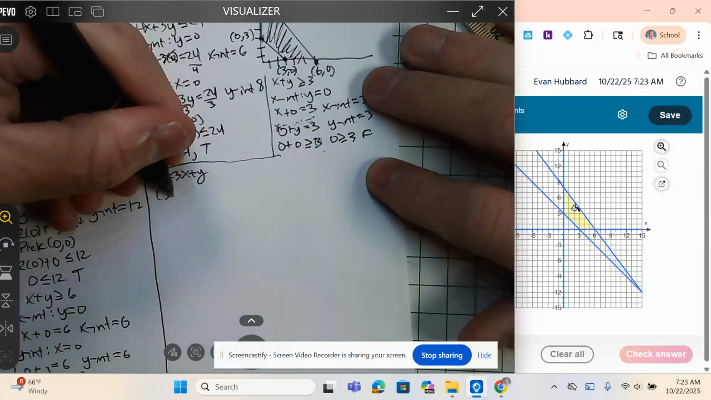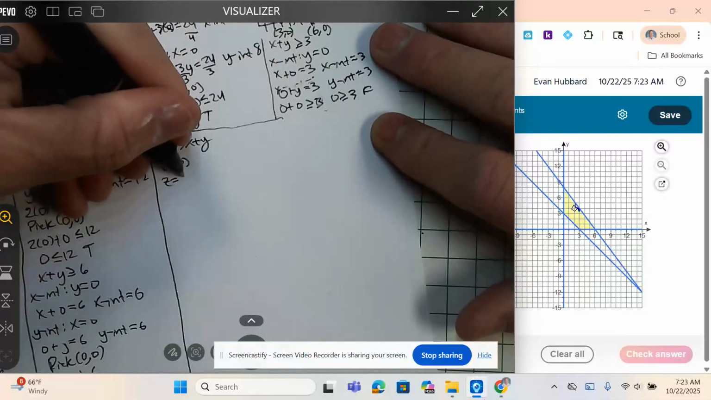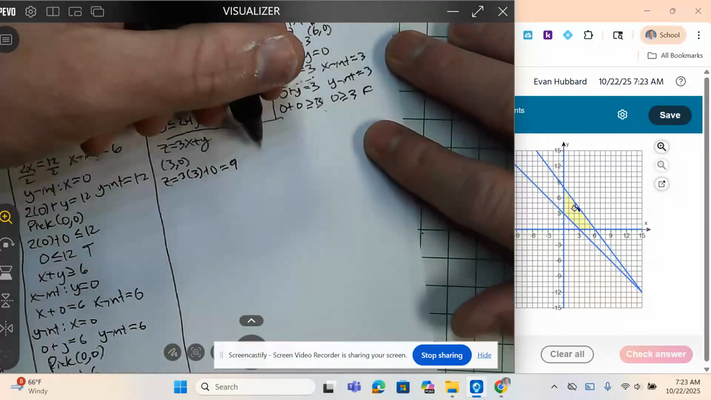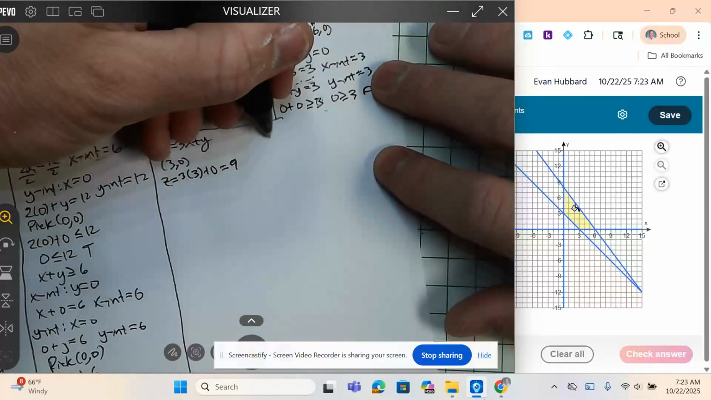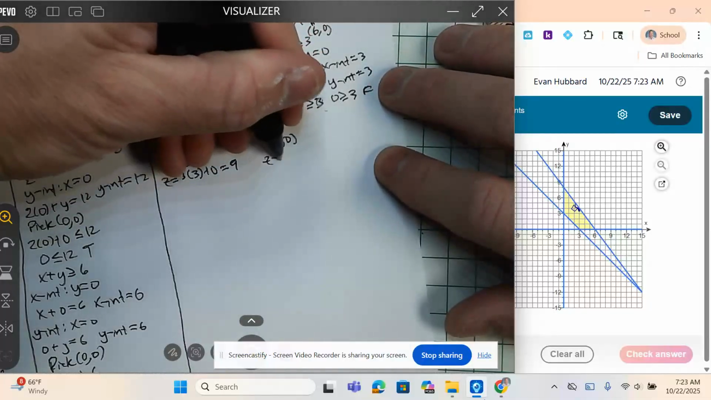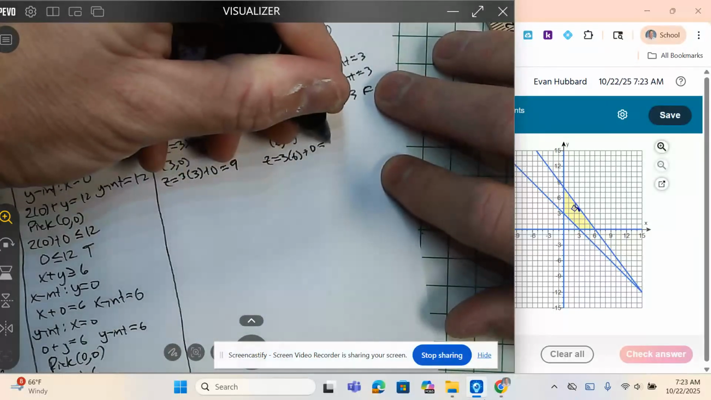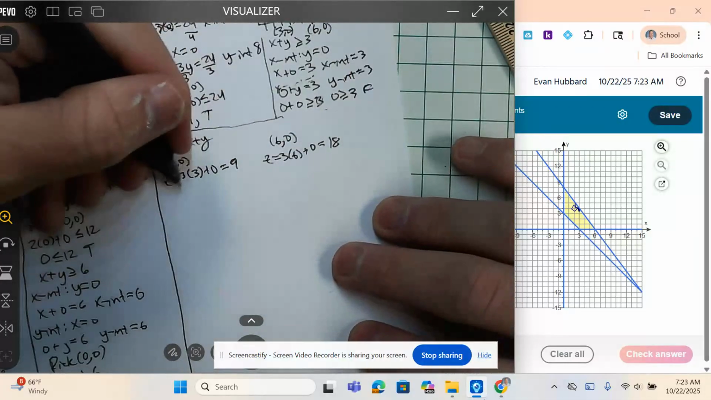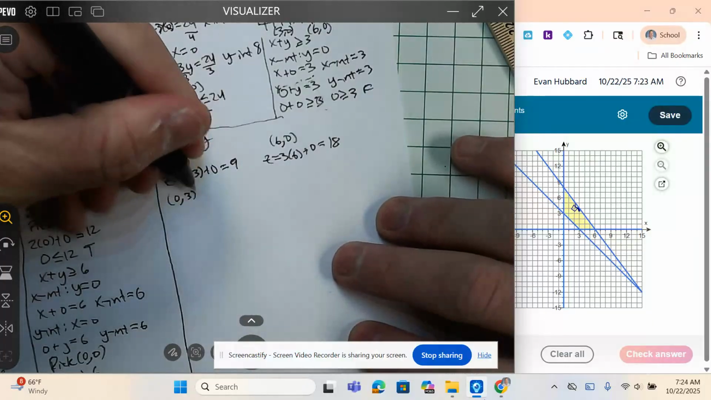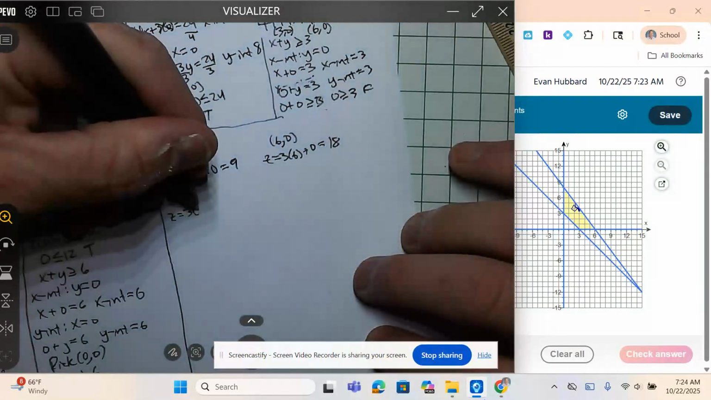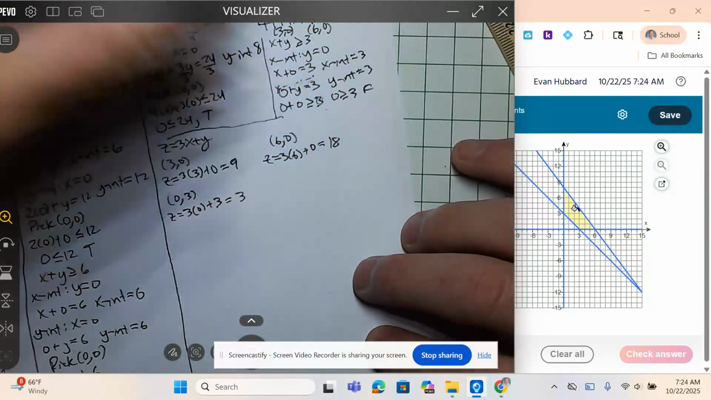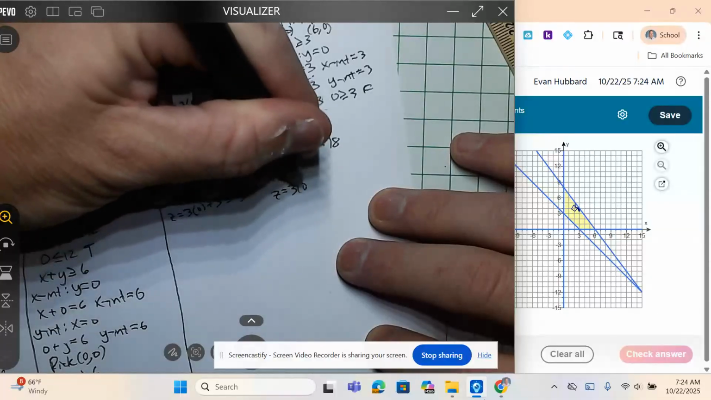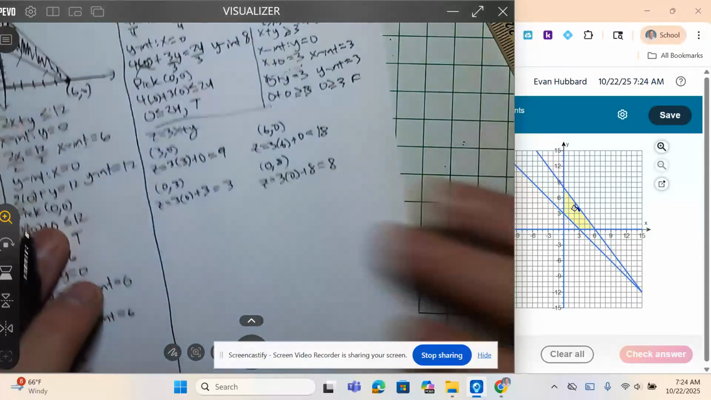So 3, 0 would be Z equals 3 times 3 plus 0, which is 9. Let's look at 6, 0. So Z equals 3 times 6 plus 0, which is 18. Let's look at 0, 3, which is Z equals 3 times 0 plus 3, which is 3. Then we've got 0, 8, which is Z equals 3 times 0 plus 8, which is 8. So those are my values.